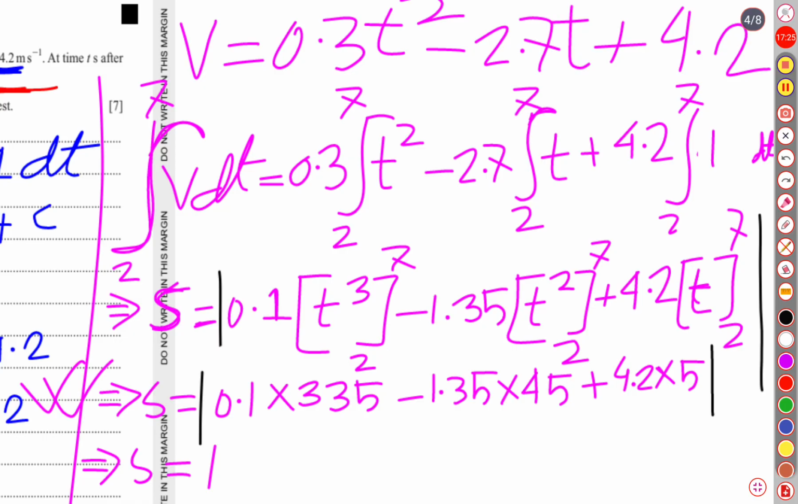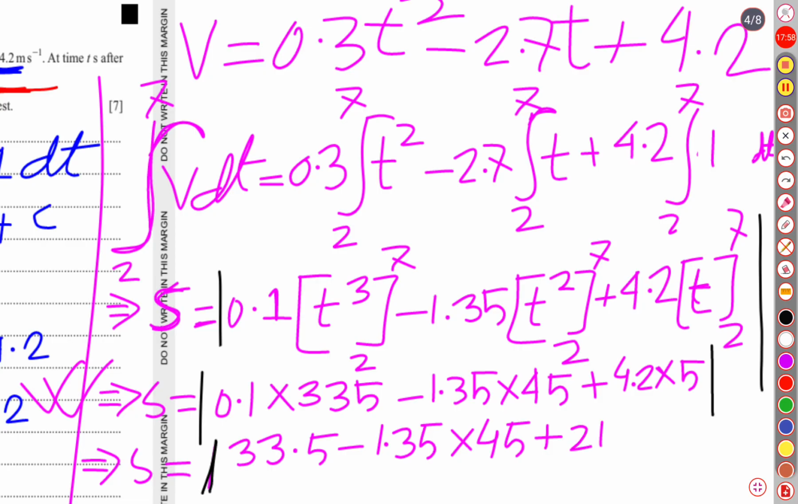The modulus symbol should be given using black ink. So it is going to be 33.5 minus 1.35 into 45. Let it remain unchanged because we cannot do it mentally, it's very complicated. And if we multiply 4.2 by 5, it is going to be 21. This is 21, and then the modulus symbol.